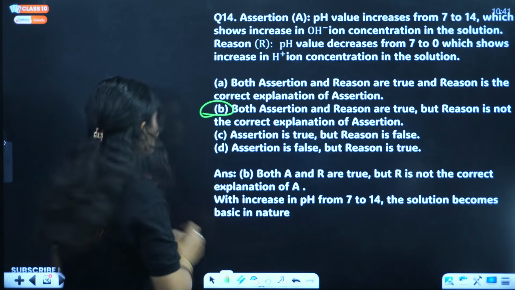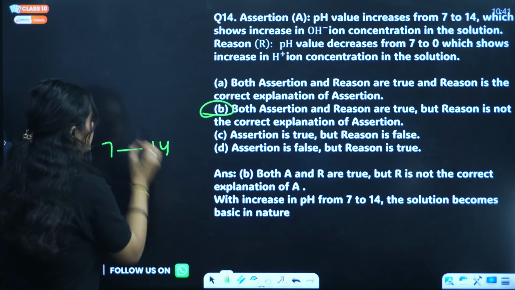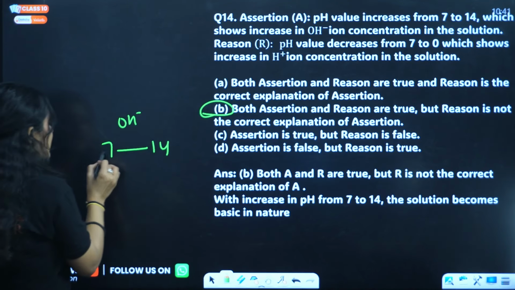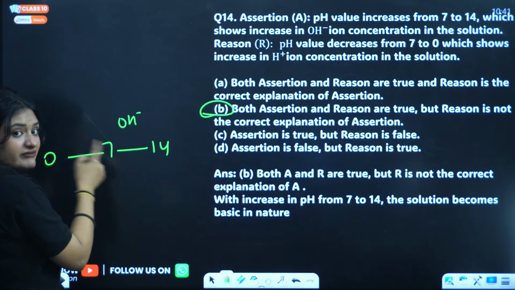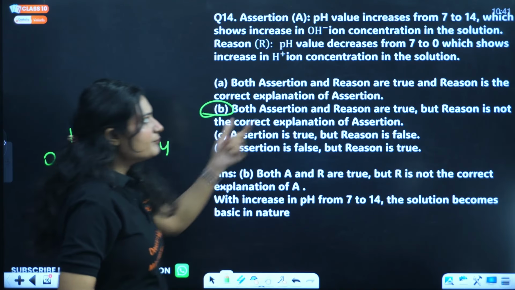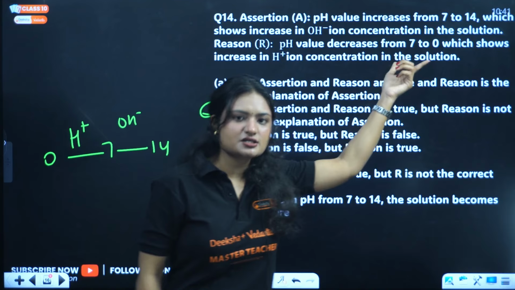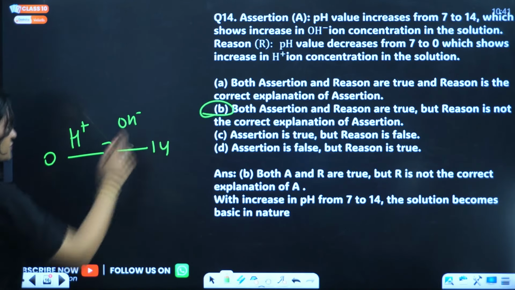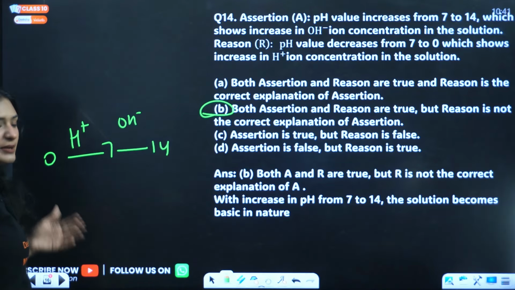Yes, when we are going from 7 to 14, the OH negative concentration is increasing, and when we are going from 7 to 0, the H positive ion concentration is increasing, right? But the reasoning does not explain the assertion. Okay, so that means the correct option is B, my dear kids.